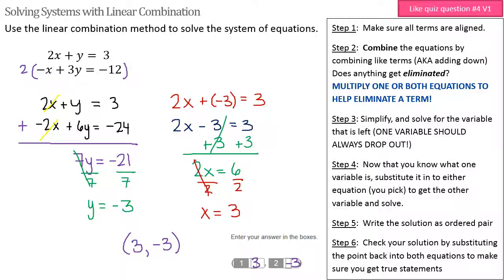Remember, when you're working with these, you do have a choice on some of the parts. When you are trying to figure out which term you want to eliminate first, up here, I chose to eliminate the x first because I thought that it would make sense. We could also choose to eliminate the y first, and we would have multiplied the top equation by negative 3. Either way, in the end, you still should get the same solution.